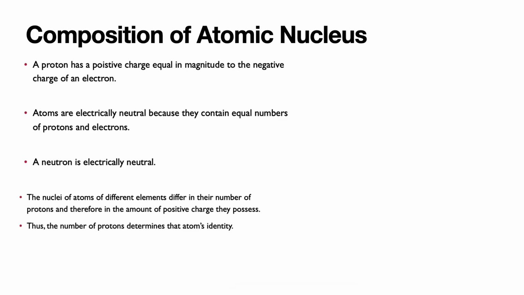Okay, a proton has a positive charge equal in magnitude to the negative charge of an electron. Atoms are electrically neutral because they contain equal numbers of protons and electrons, and this will lead us into our next video a little bit later. A neutron is neutrally charged. The nuclei of atoms of different elements differ in their number of protons and therefore in the amount of positive charge they possess. Thus, the number of protons determines that atom's identity.